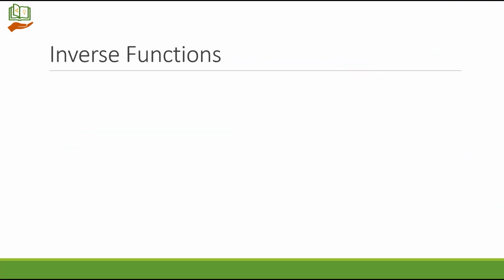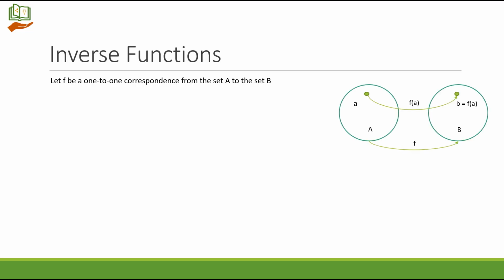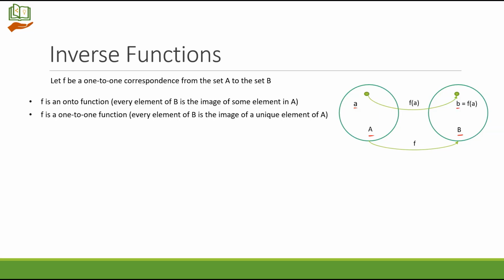Now we'll get into the inverse functions topic. Let f be a one-to-one correspondence from set A to set B. So this is what we saw in function mapping. This is set A, this is set B. We have an element a in set A and element b in set B. f is an onto function. Every element of B is the image of some element in A. f is a one-to-one function. Every element of B is the image of a unique element of A. So it is both one-to-one and onto. That's why it is given as one-to-one correspondence.